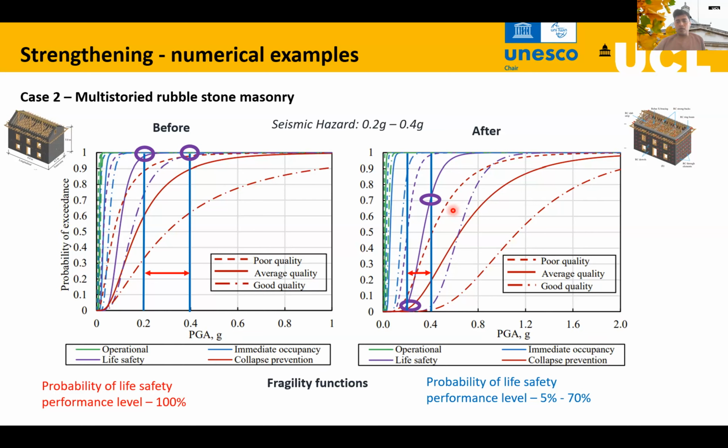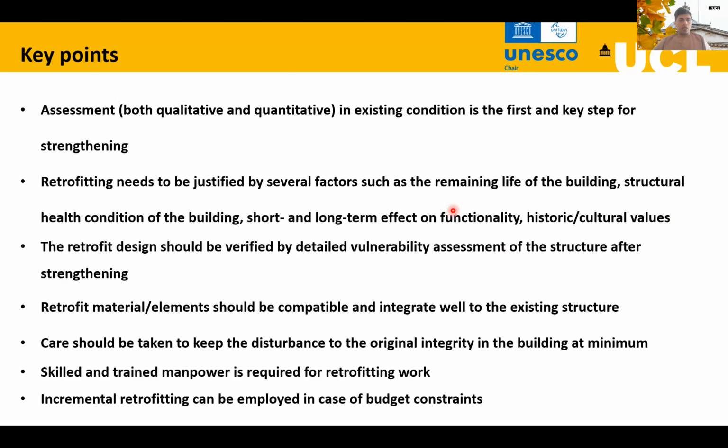So this is how we can analyze with the different material qualities, before and after strengthening, and compare against our seismic hazard, whether the intended retrofitting can provide the required safety level for the buildings. These are some of the key points. So that's just a summary of what we discussed.